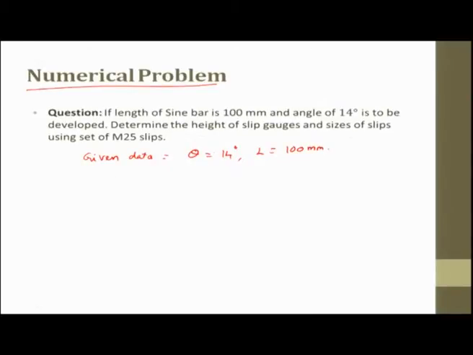So what are they asking? They are trying to find out h. So what is the formula? Sin theta equal to h by L. L is given. So we know h equal to L into sin theta. So h is nothing but 100 sin 14 degrees. So this is nothing but 100 into 0.241, something like that. So it is 24.119.